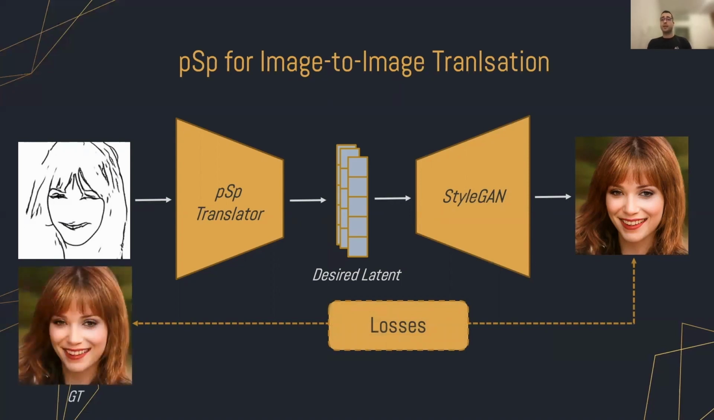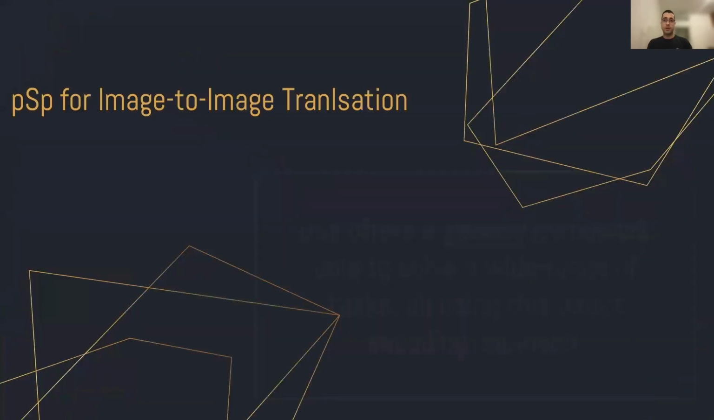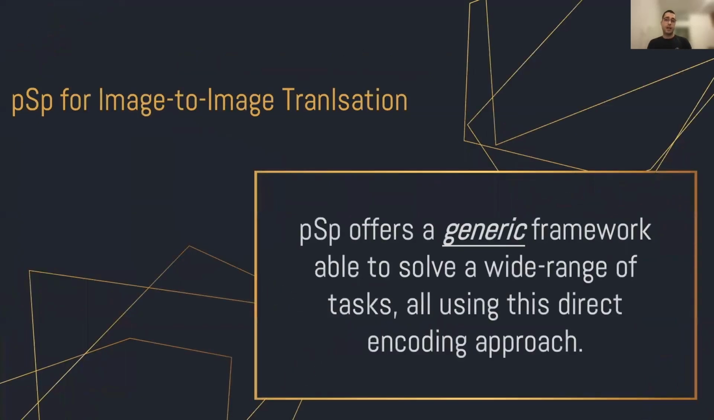And now we're going to see a bunch of different applications of image-to-image translation that we can solve using this direct encoding approach. So in a sense, PSP is actually a generic framework where we're able to solve a wide range of tasks all using the same architecture and training scheme. And this is quite different than previous approaches for image-to-image translation, which typically designed dedicated architectures for solving a single task, for example, super resolution. But here we have the same framework for solving a wide range of tasks. So let's see what we can do.